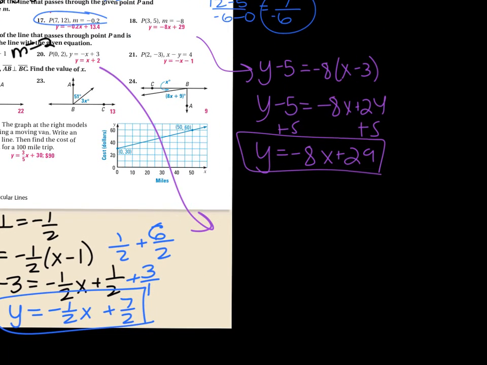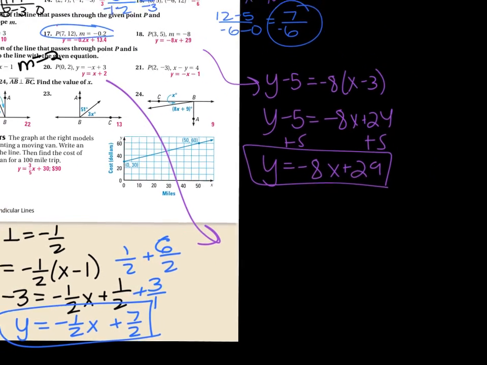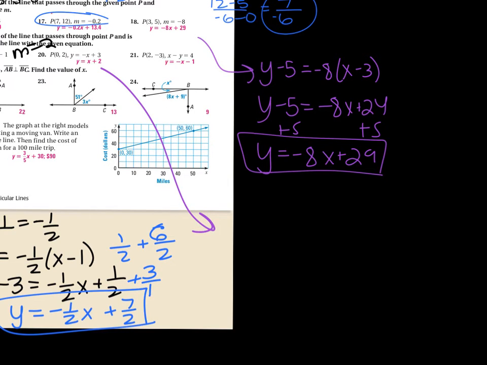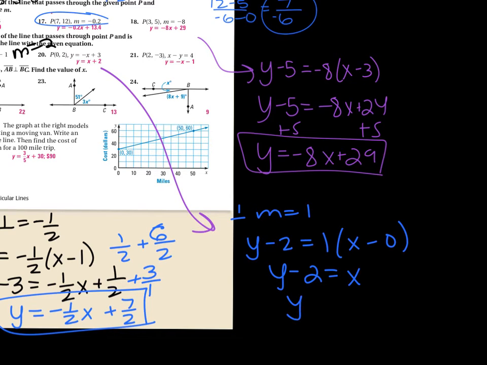20, the slope of the line is negative 1, so perpendicular would be positive 1. And I get y minus 2 equals 1 times x minus 0. y minus 2 equals x minus 0. Add the 2 and y equals x plus 2.